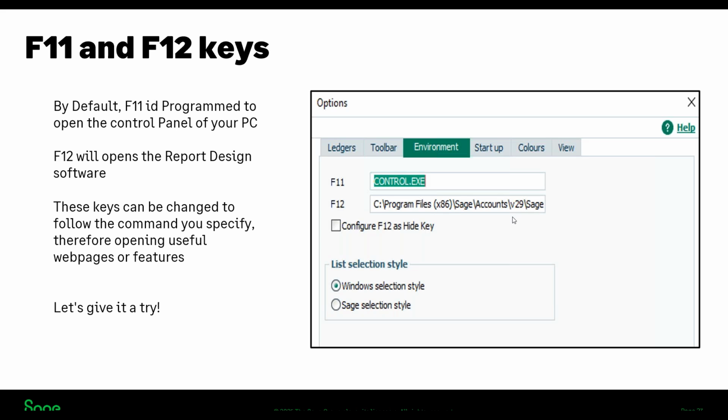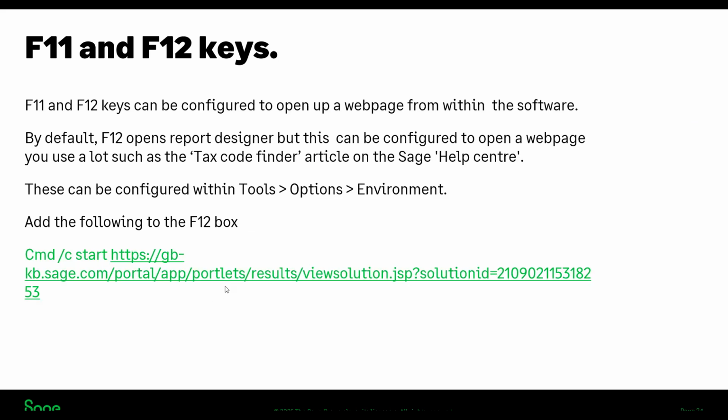Now this is where I normally say if you want to give it a go, you're more than welcome to. We normally have an example that we try, which is to pop in a link to an article. Now, when you do make this change, you need to use a command prompt first. So you do need to type in cmd space /c space, the word start, and then what you want it to launch. So in this case here, I'm going to get my F11 to open up this web page here, which is a web page for our tax code finder article.